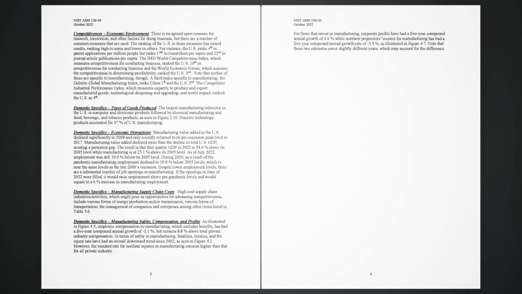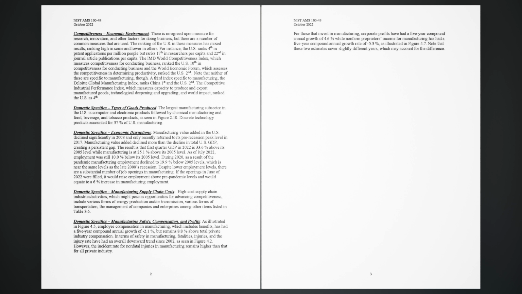The IMD World Competitiveness Index, which measures competitiveness for conducting business, ranked the U.S. 10th in competitiveness for conducting business, and the World Economic Forum, which assesses the competitiveness in determining productivity, ranked the U.S. 2nd. Note that neither of these are specific to manufacturing, though. A third index specific to manufacturing, the Deloitte Global Manufacturing Index, ranks China first and the U.S. second. The Competitive Industrial Performance Index, which measures capacity to produce and export manufactured goods, technological deepening and upgrading, and world impact, ranked the U.S.